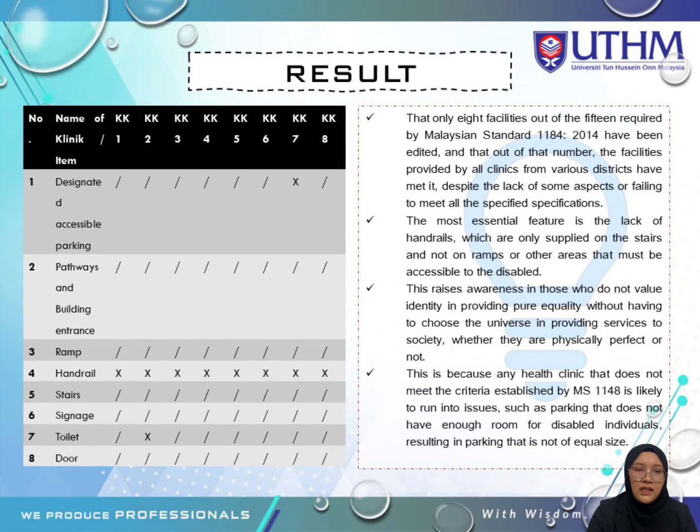Lastly, any klinik kesihatan that does not meet the criteria established by MS 1184 is likely to run into issues, such as parking that does not have enough area for disabled individuals, resulting in parking that is not of equal size. This is for KK7. For pathway and entrance to buildings, every clinic follows the MS, but ramp, stair, signage and toilet differ. For KK2, the door does not follow MS 1184 and is smaller than the specification. So next is door, and all of this is compliant.